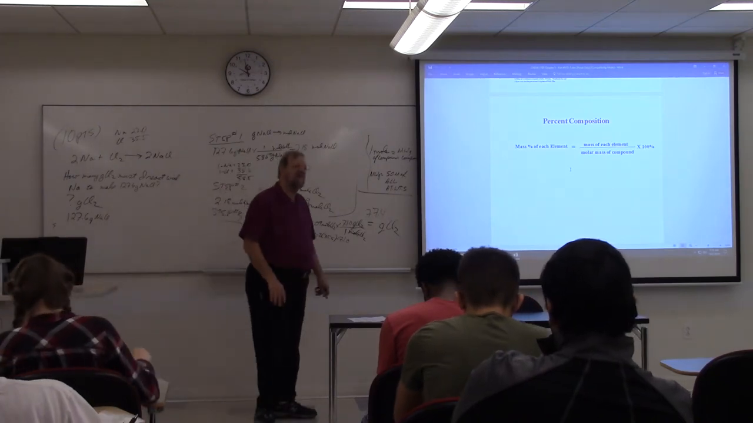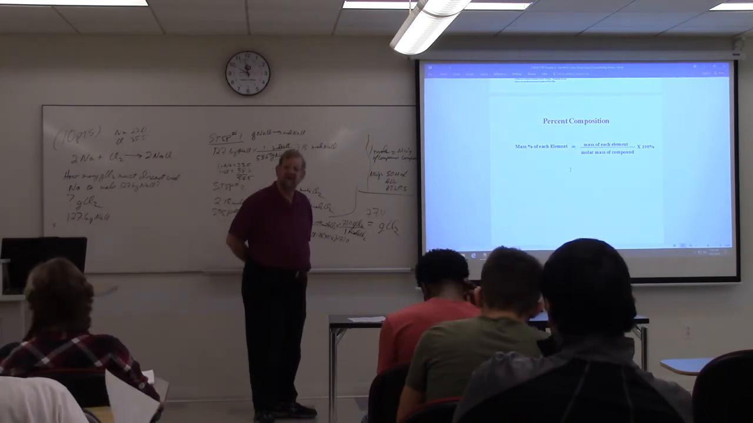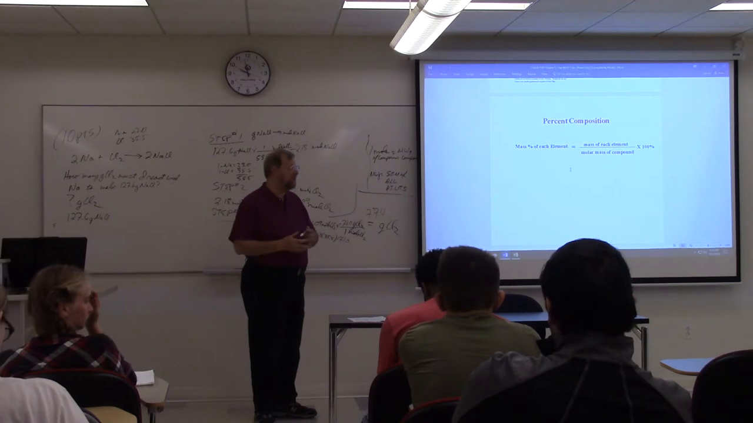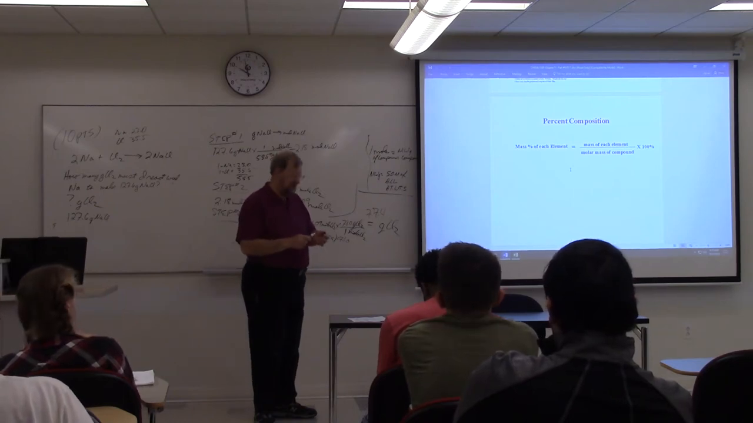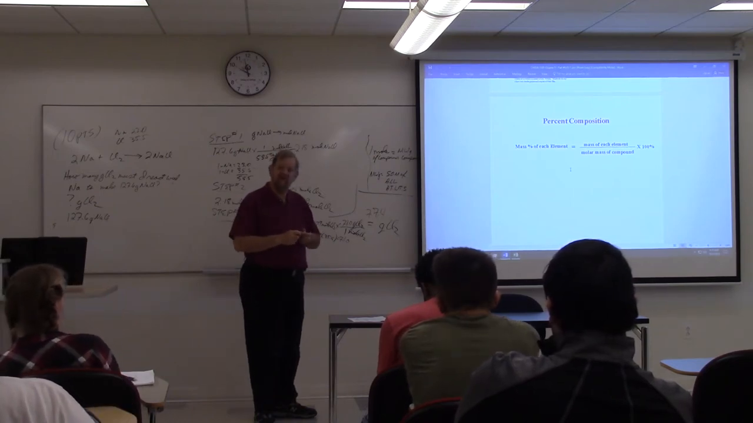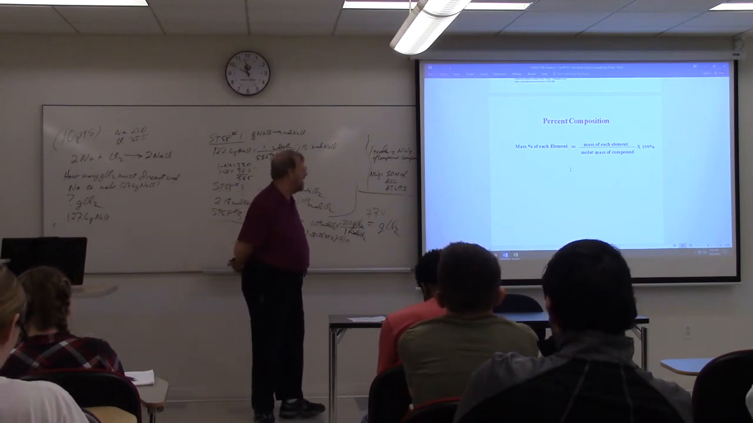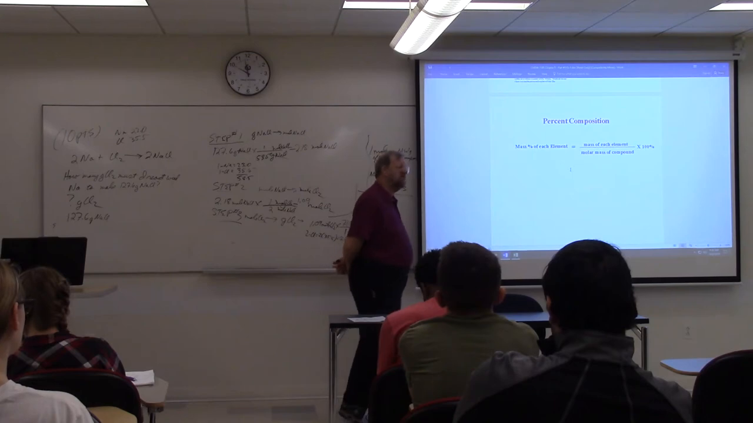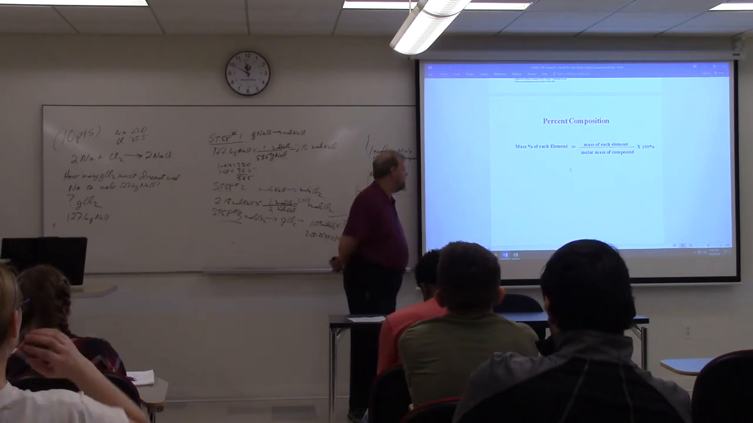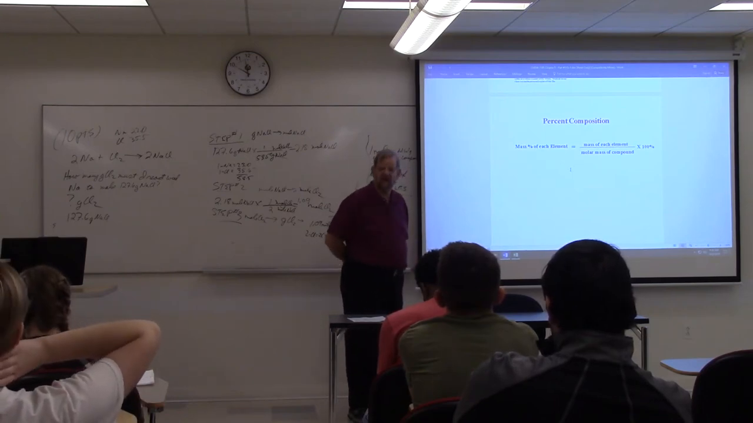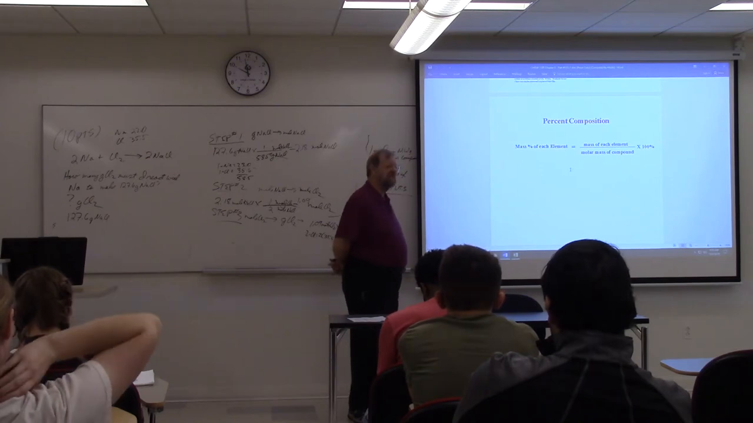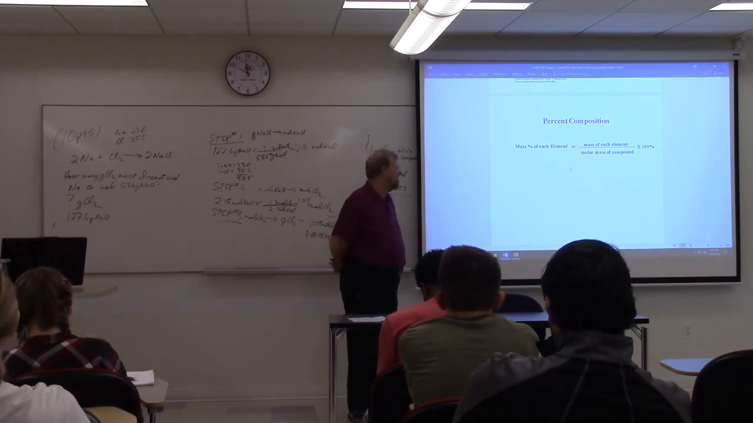Now, there's something called percent of mass of each element. This turns out to be an important way of proving the identity of a compound, especially new compounds. And it's calculated by determining the mass of each element in a compound, the total mass of the compound, and then multiplying by 100 or 100%.